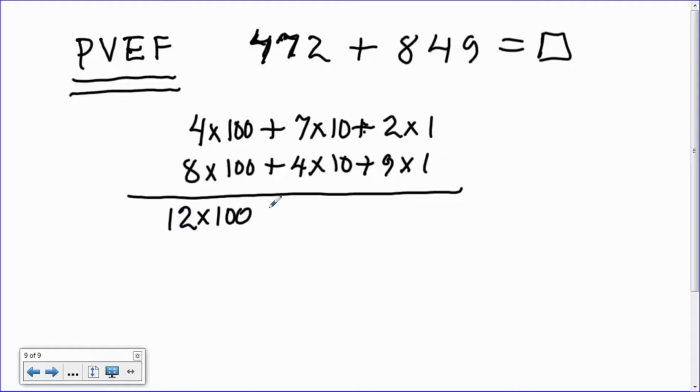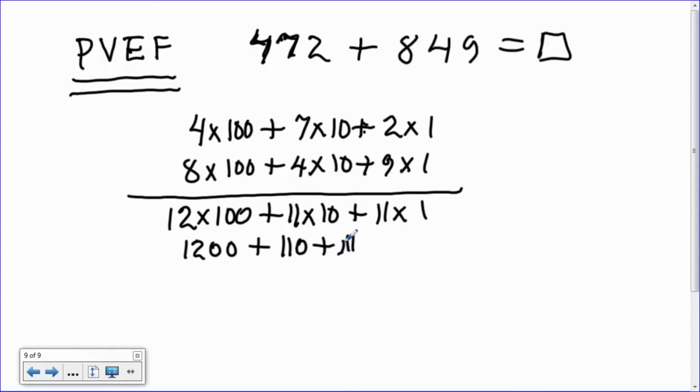12 100s. And 7 10s and 4 10s is 11 10s. And finally, 9 1s and 2 1s is 11 1s. And I've written everything in place value expanded form. So this is place value form. And so now I want to write this as 1200 plus 11 tens is 110 plus 11 ones is 11. Whatever that number is, 11.